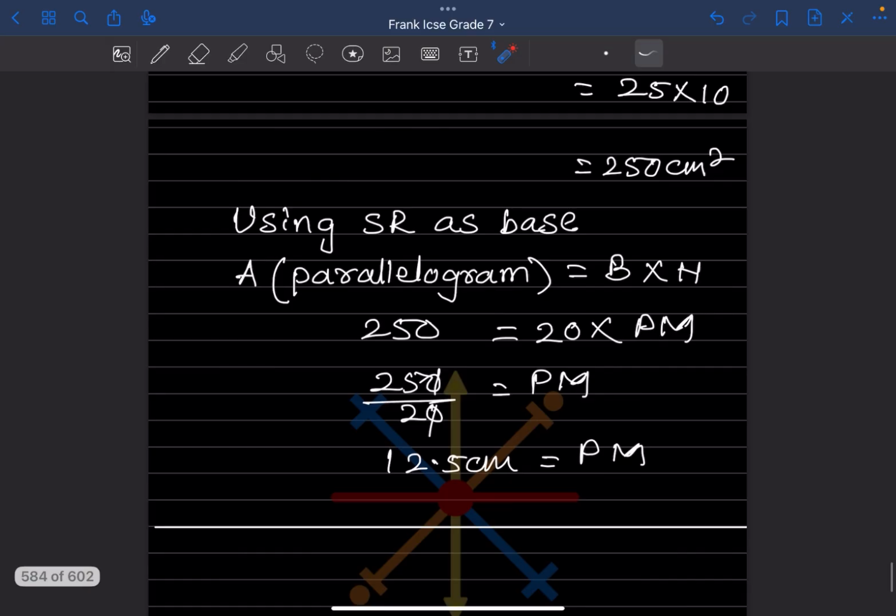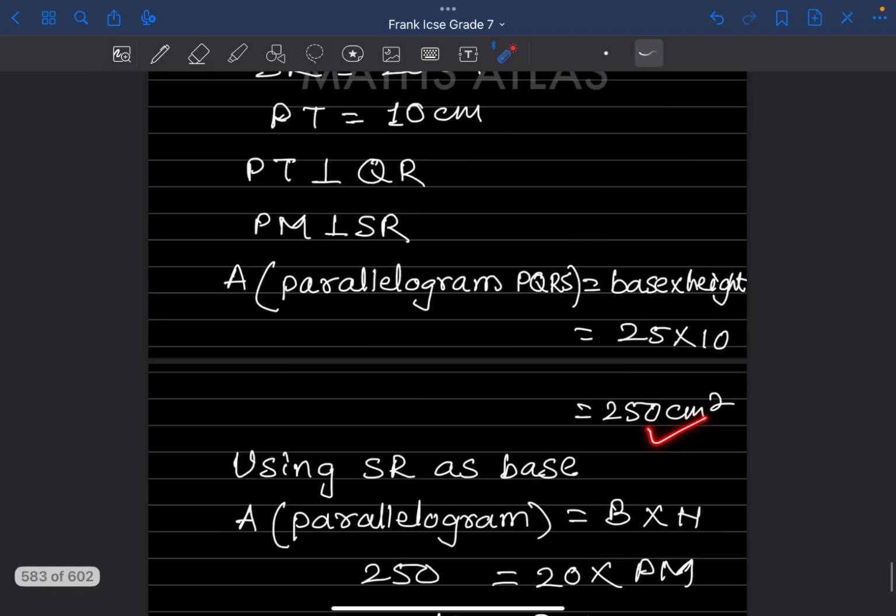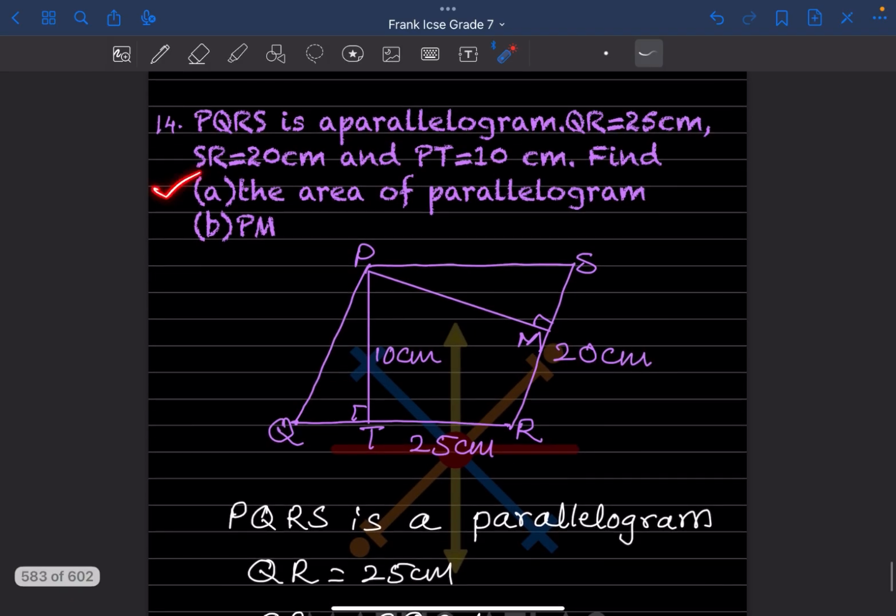So we'll take this on the other side, so that will go in the denominator, that is PM. We can cut this and this zero. So this is going to be 25 divided by 2, that will be 12.5 centimeter, that is PM. So we already got the PM and the area of the parallelogram, which is what they have asked.